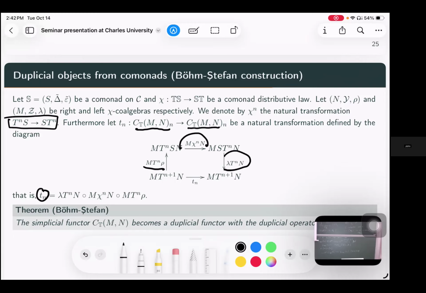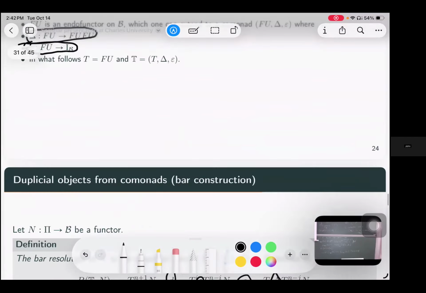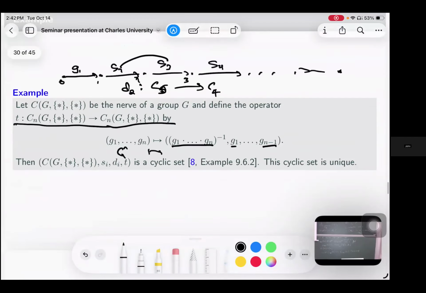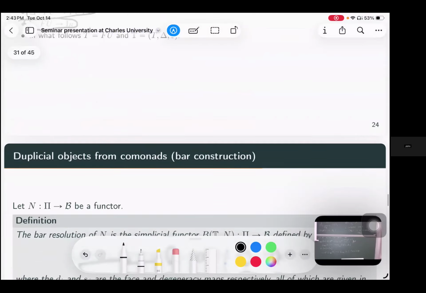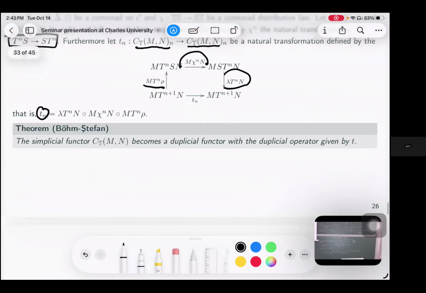So in essence, what this is saying is, if you recall this cyclic object that we defined here, if indeed this would arise by the Böhm-Ștefan construction, then if we get two comonads, chi between them, we get a right chi coalgebra and a left chi coalgebra. We can compose them to get this T. So in essence, that is the story behind the Böhm-Ștefan construction.